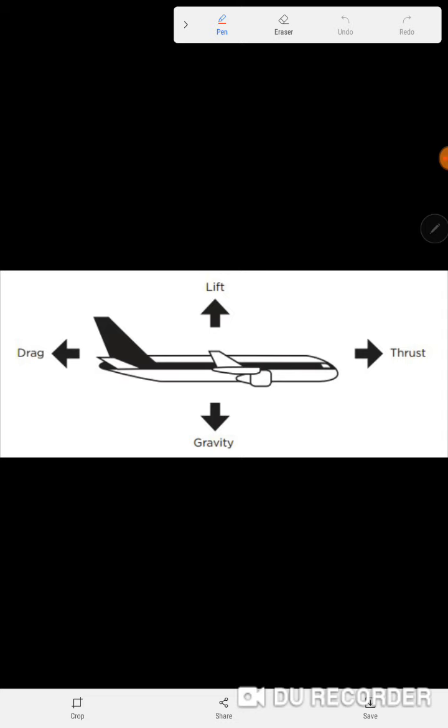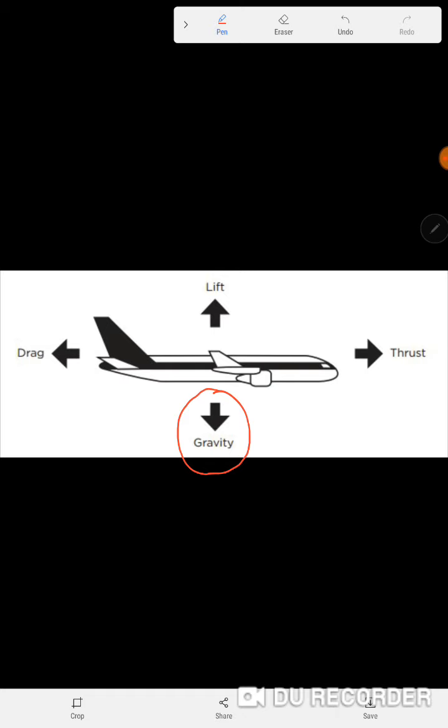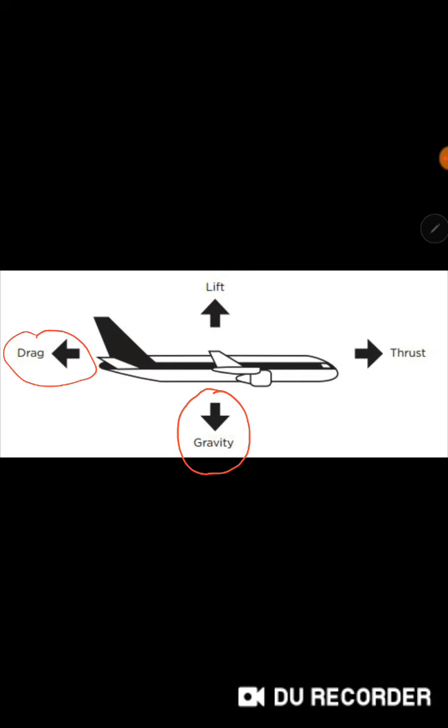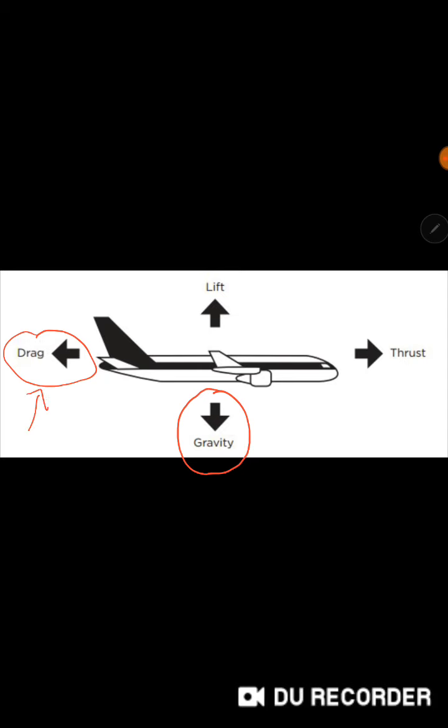So if we look at a plane here, we have four things acting on the plane. First of all, of course, you guys know gravity. The weight of the plane and the density of the plane is going to be pulling the plane down. And then drag. Sometimes they put the drag arrow on this end, sometimes they put it on this end, but you just have to look at the direction of the arrow. So if you look at drag, that would be the wind that's pushing against it.